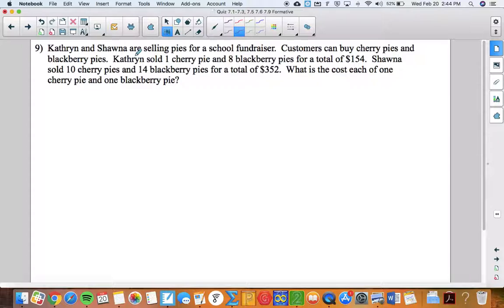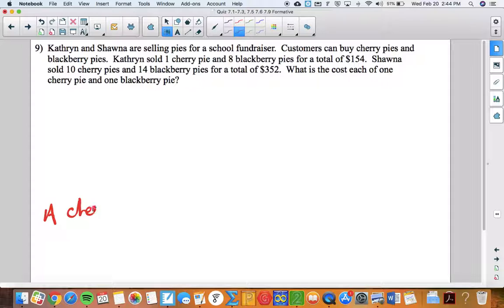Catherine and Shauna are selling pies for a school fundraiser. Customers can buy cherry pies or blackberry pies. Catherine sold 1 cherry pie and 8 blackberry pies for a total of $154. Shauna sold 10 cherry pies and 14 blackberry pies for a total of $352. What is the cost of each one of the cherry pie and 1 blackberry pie?